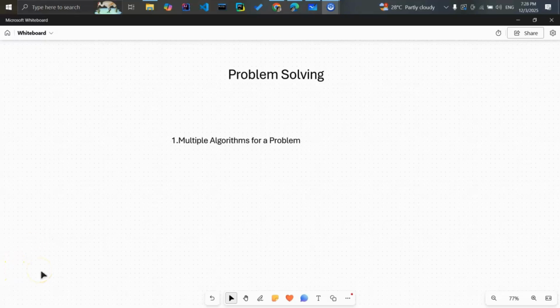The next one is robustness, right? It handles edge cases gracefully, right? The next one is reusability, right? Can parts of the algorithm be reused for similar problems, right?